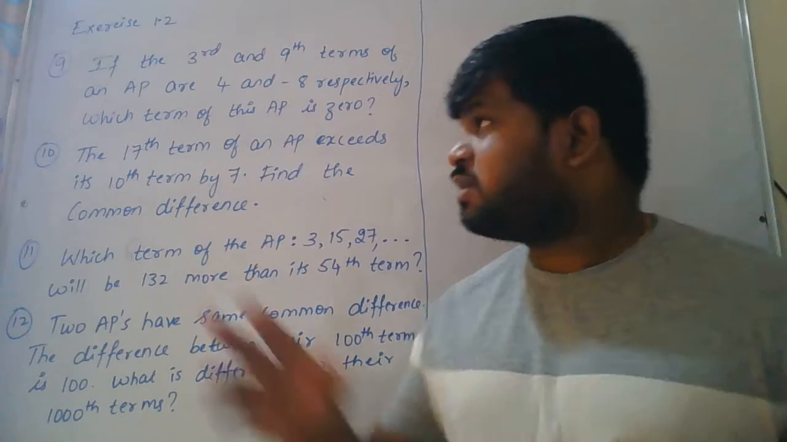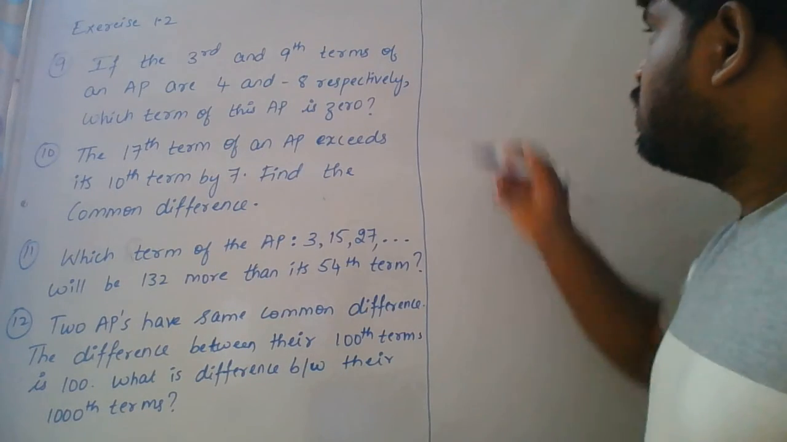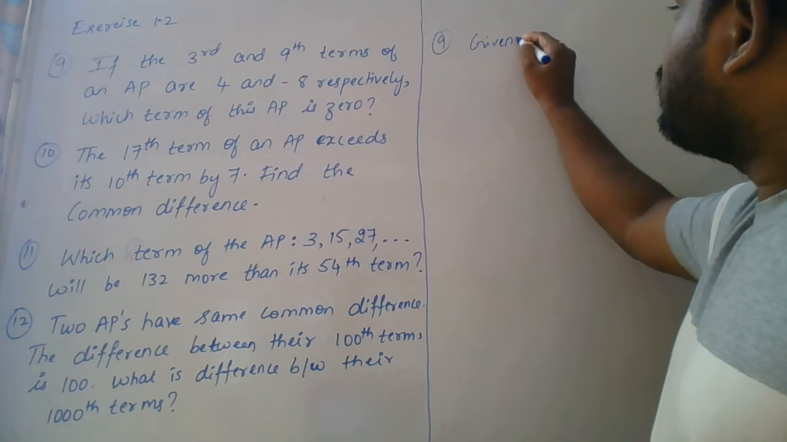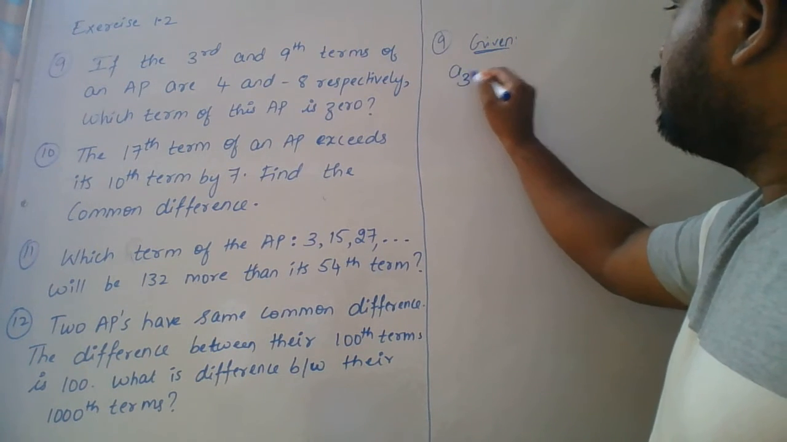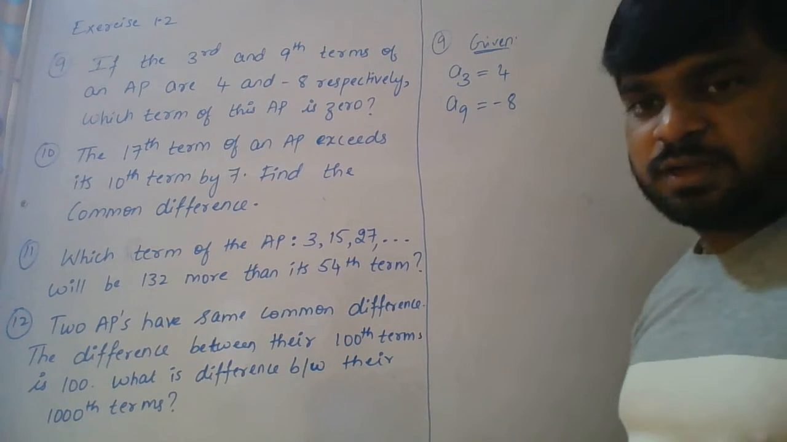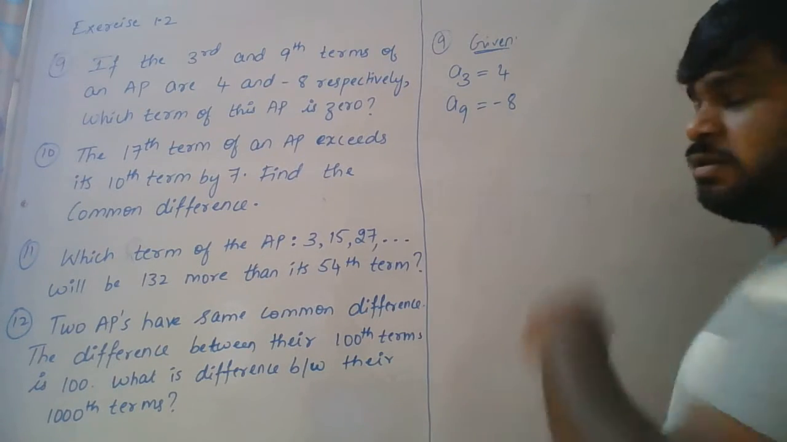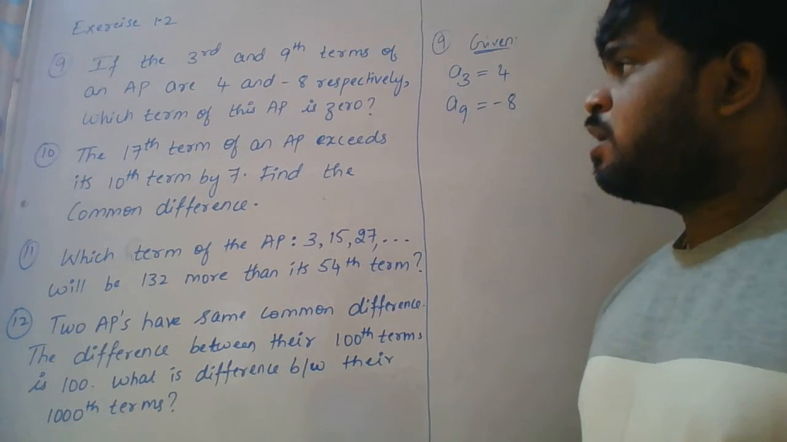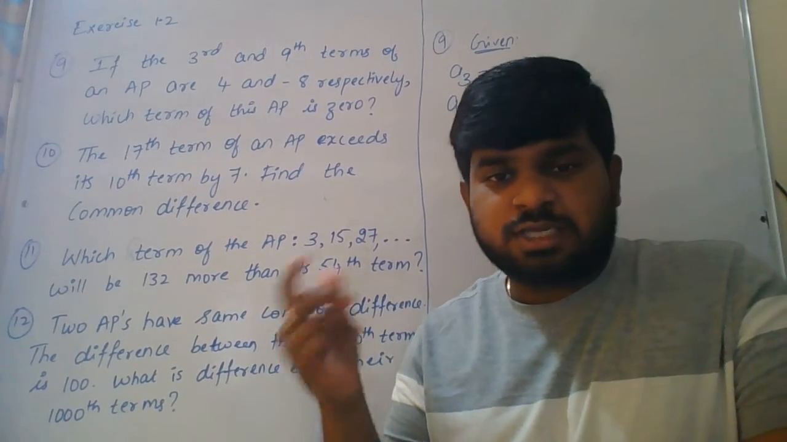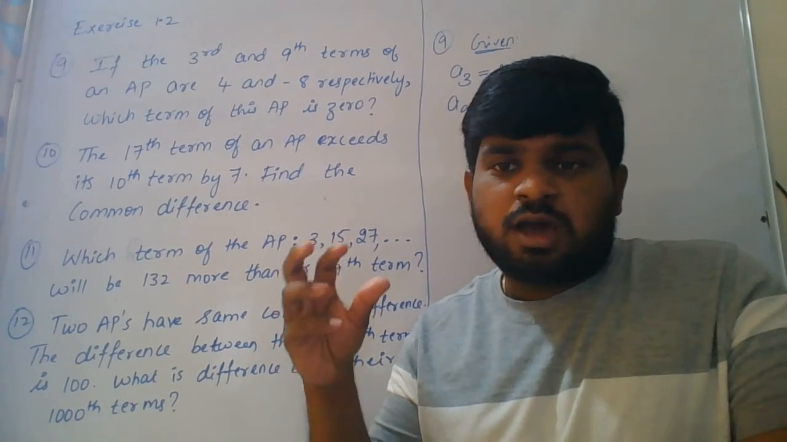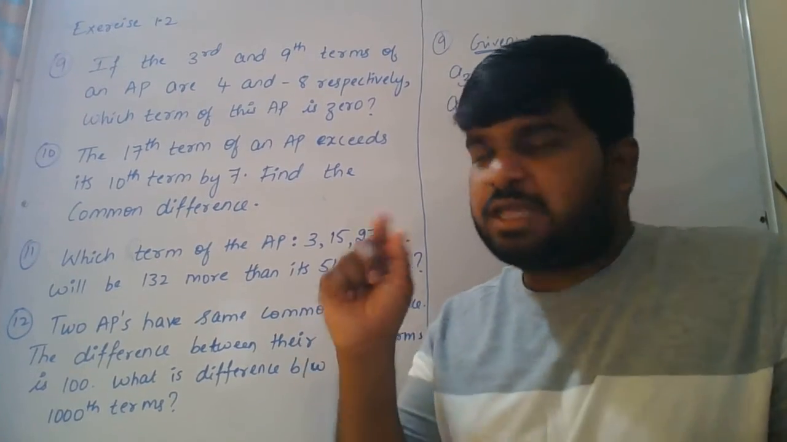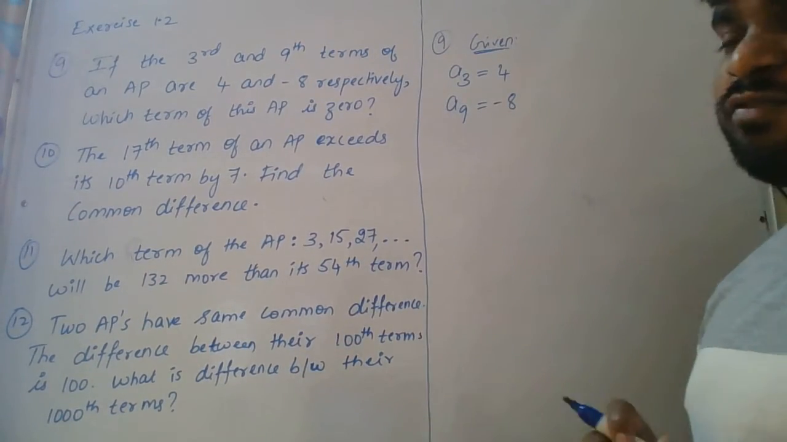Here they have given us the third term and the ninth term. Let's start with the solution. The third term is 4 and the ninth term is minus 8. Which term of this AP is 0? There is some term which is 0. We don't know which position it is, whether it is the 5th term or the 10th term. In some position, we are getting the answer as 0. We have to find that.